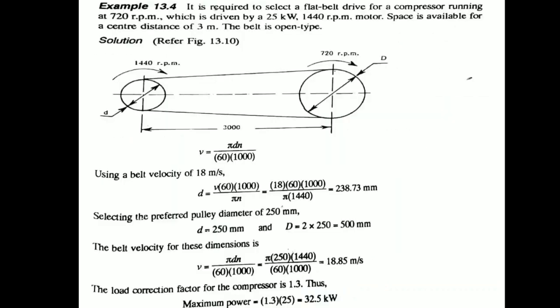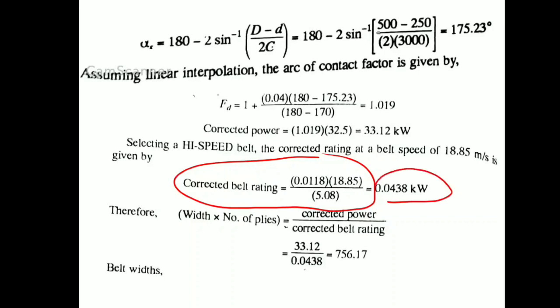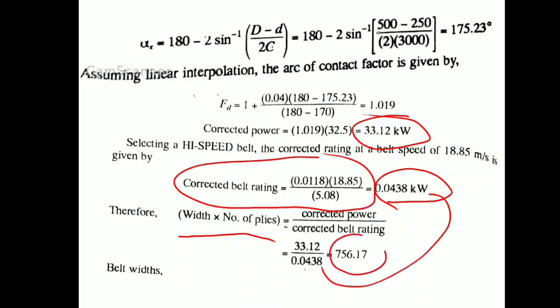So the same I will perform here for high speed: 0.0118 into velocity, that is 18.85, divided by 5.08. So we will get the corrected power rating 0.0438. And lastly, width into number of ply is equal to the corrected power, 33.12, divided by this power rating. So it will give you width into number of ply.